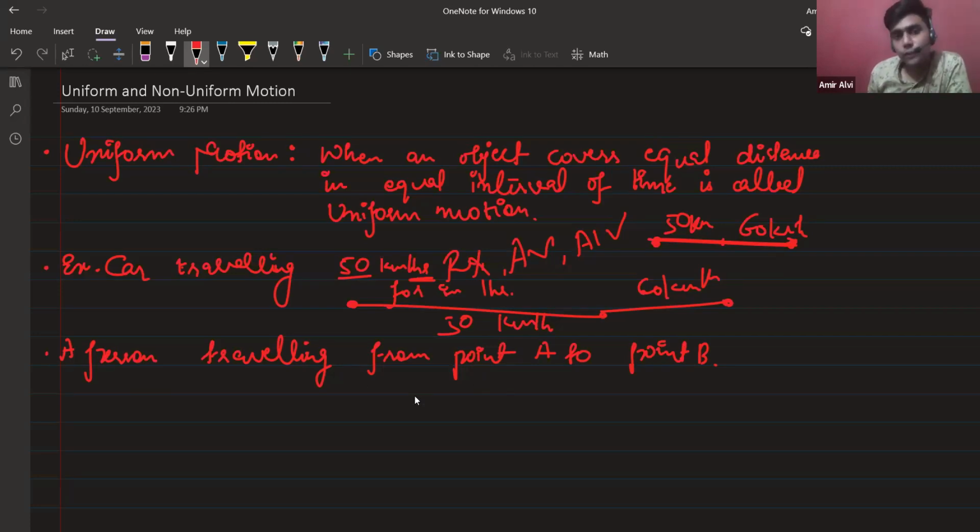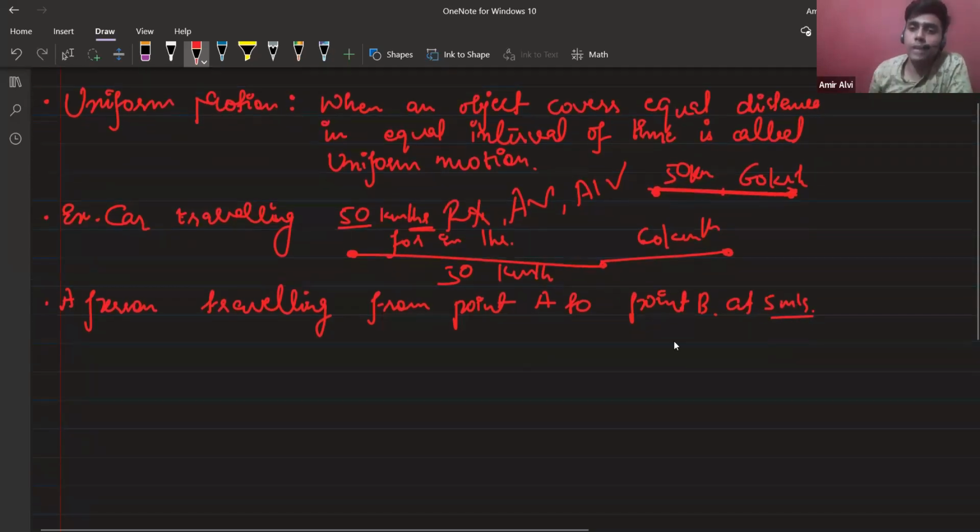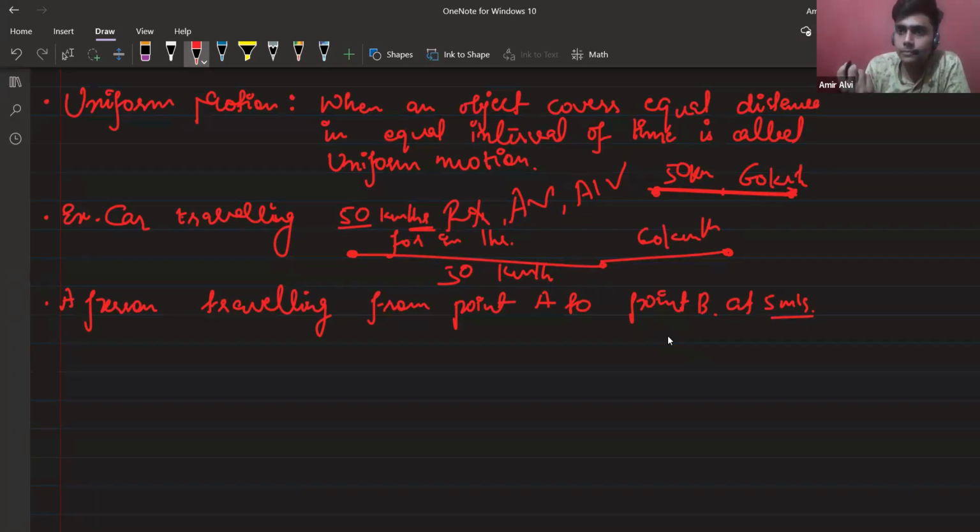Same with this question. If a person is traveling at 5 meters per second, for how much time? Suppose after 1 second the person changes his speed, will you say that the motion is uniform? No, it won't be. So you have missed that portion. You should at least mention for how much time they performed the uniform motion.